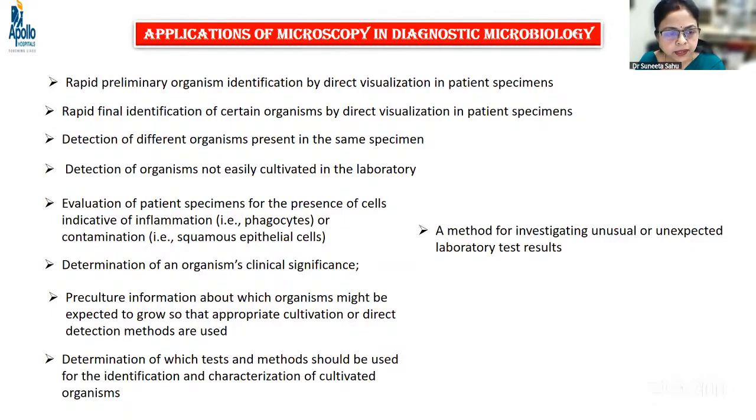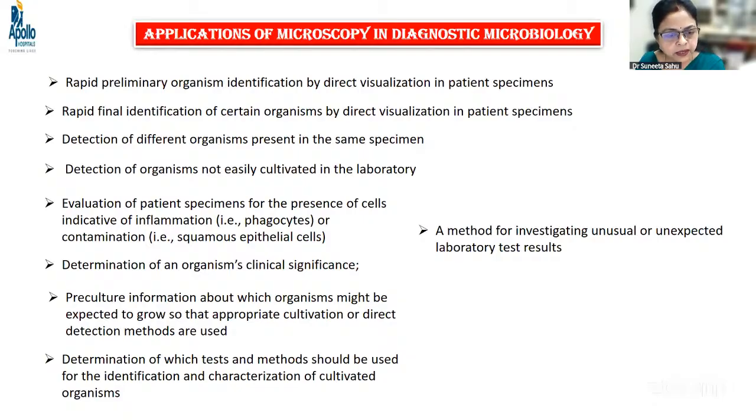Now, we can also detect some organisms which are not easily cultivable, like Haemophilus influenzae, and sometimes Brucella, which are sometimes not cultivated. So, at those times it becomes easier for us to see the gram stain and give the report.